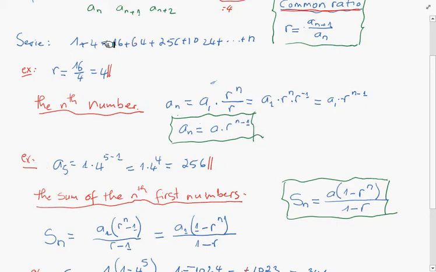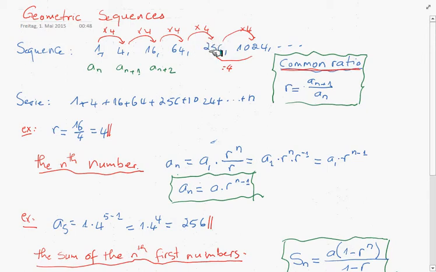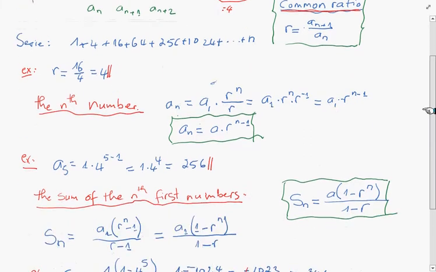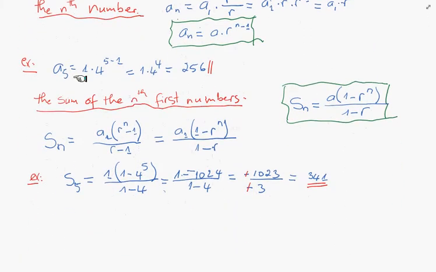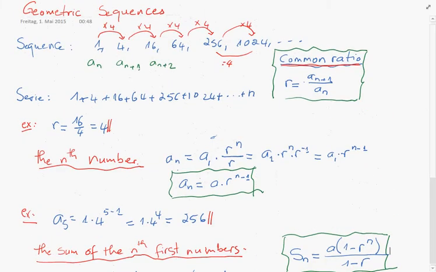As an example, we want to find the number at the fifth position of our sequence. We want to see if this number is actually the 256 we have here. Let us verify it. According to this formula, we have 1, the first term, times the common ratio 4, which we had already, to the power of 5 minus 1. That gives us 1 times 4 to the power 4, which is equal to 256. This is exactly the number we got over there, so everything is okay.